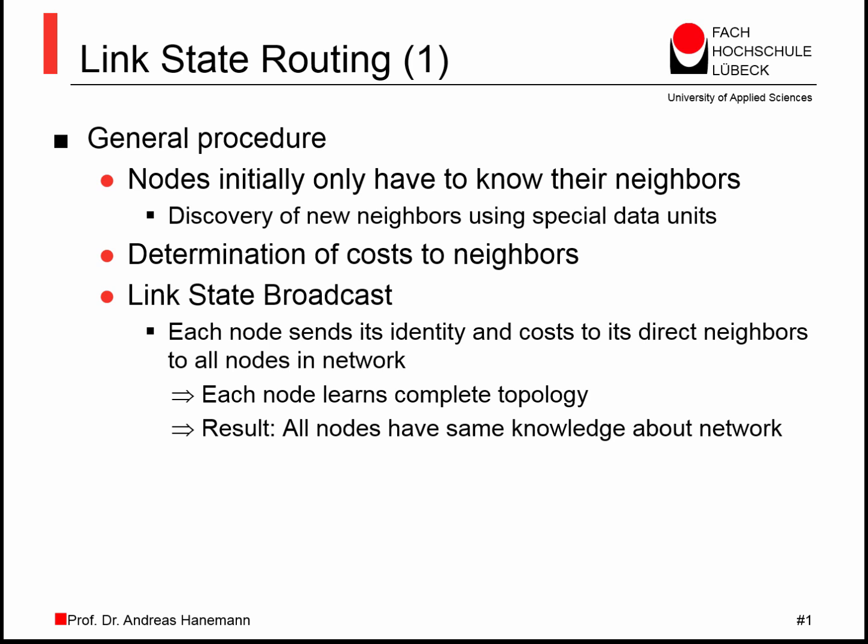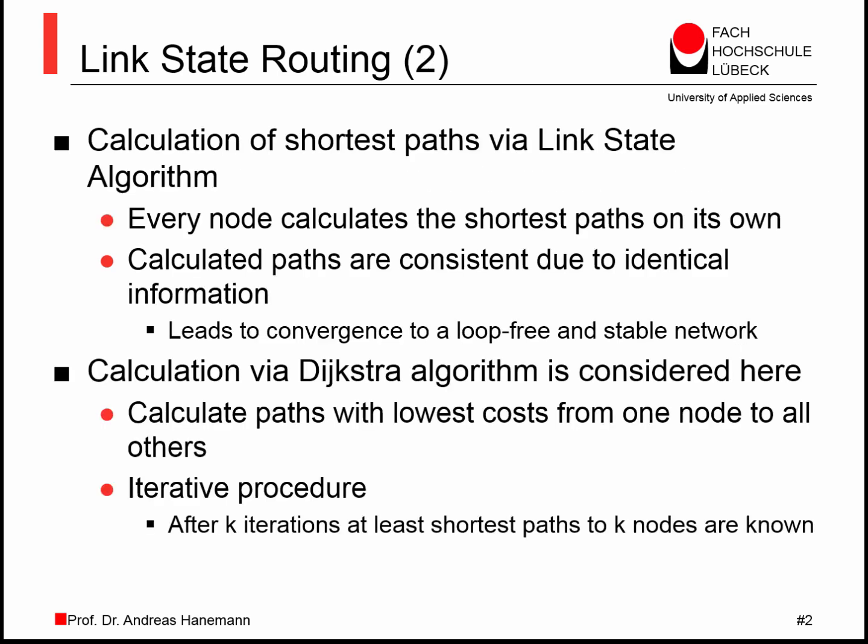Initially, each node just knows its neighborhood, that is, the nodes that it is directly connected to, and the costs associated to the edges for these connections. Each node broadcasts this information to all other nodes. Consequently, all nodes know after these broadcasts how the complete network looks like. In the following, each node does an internal calculation to determine the best path from itself to all other nodes. Since all nodes have identical knowledge about the network, this leads to consistent and loop-free paths in the network.